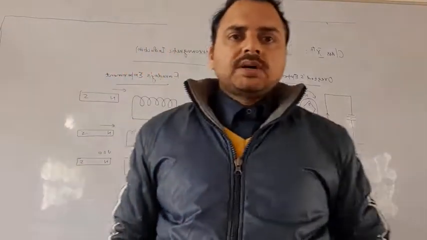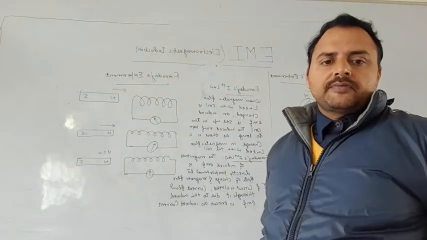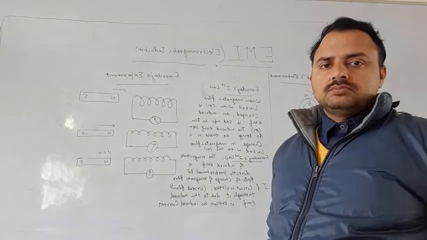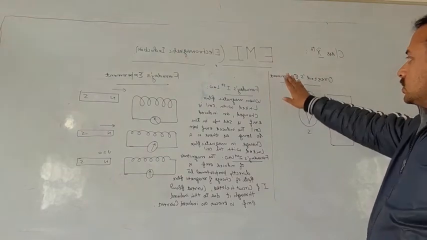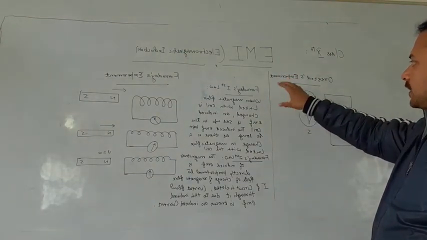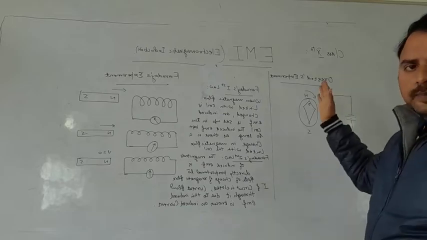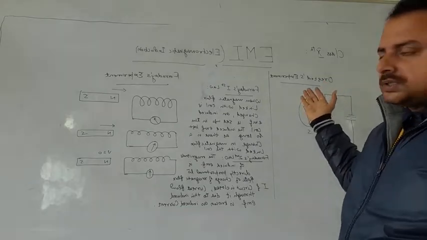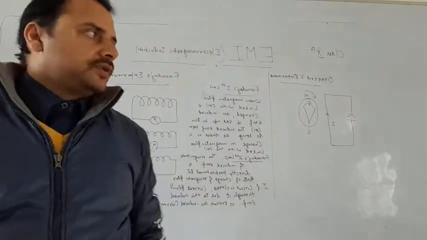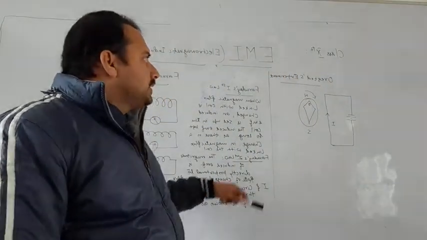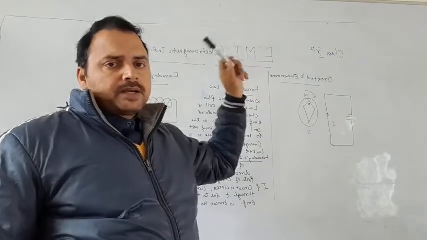Today we will discuss a very important topic related to the magnetic effect of electric current. As you know, there is an experiment performed by Oersted, and by that experiment we understood there is a relation between current and magnetic field. Okay, and that experiment was known as Oersted's experiment.